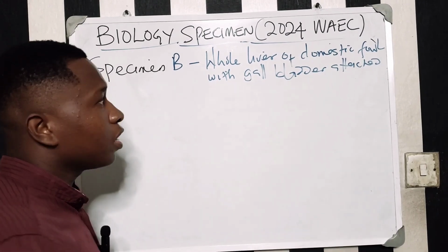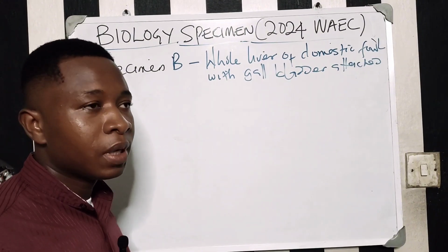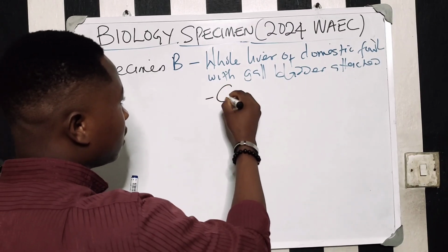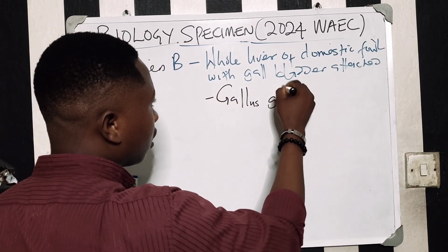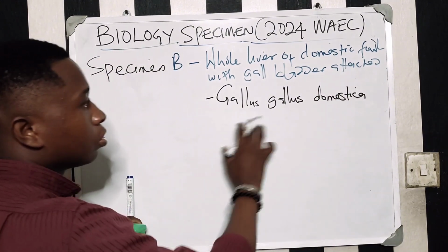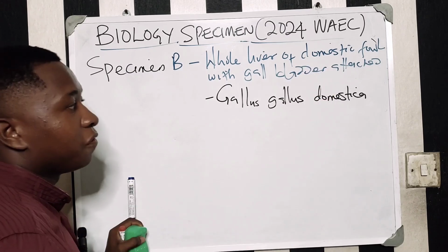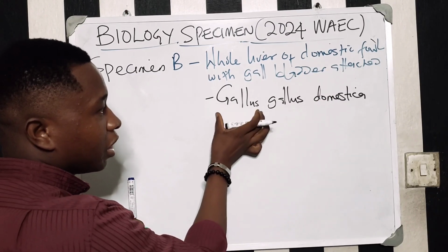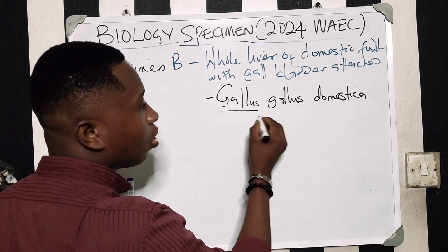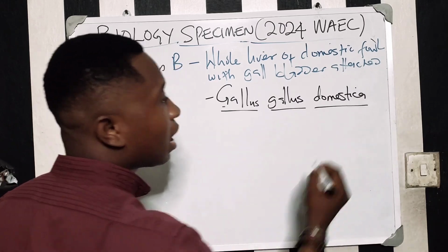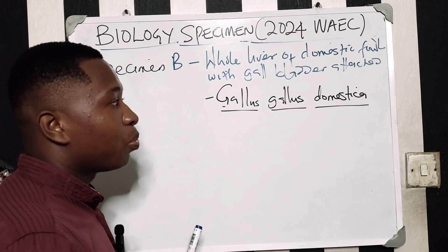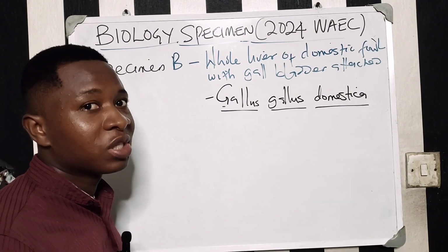If we're talking about the domestic fowl, we need to know what the scientific name is, because it might be asked. The scientific name for domestic fowl is Gallus domestica. Now, when writing the scientific name, the generic name, or the genus name, has to start with a capital letter, and it has to be underlined separately. Do not underline all the words at once. It has to be underlined separately.